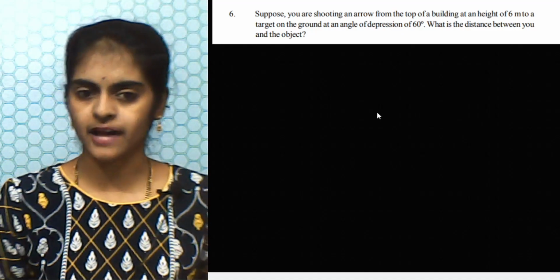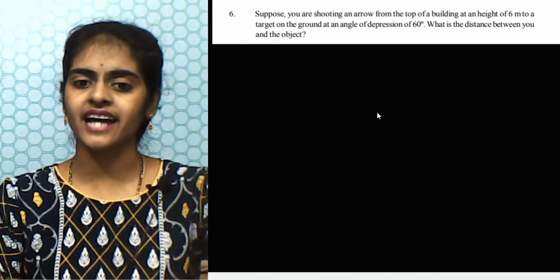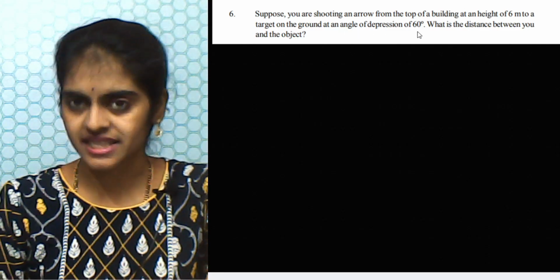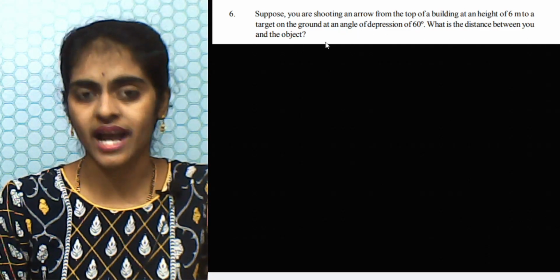Suppose you are shooting an arrow from the top of a building at a height of 6 meters to a target on the ground at an angle of depression 60 degrees. What is the distance between you and the object?